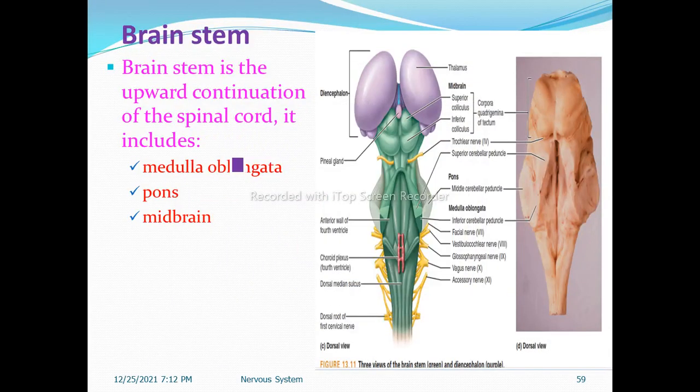So now brainstem is the upward continuation of the spinal cord. It includes midbrain, pons, medulla oblongata from superior to inferior. So midbrain, pons, and medulla oblongata. Upward continuation of spinal cord. This is dorsal view.